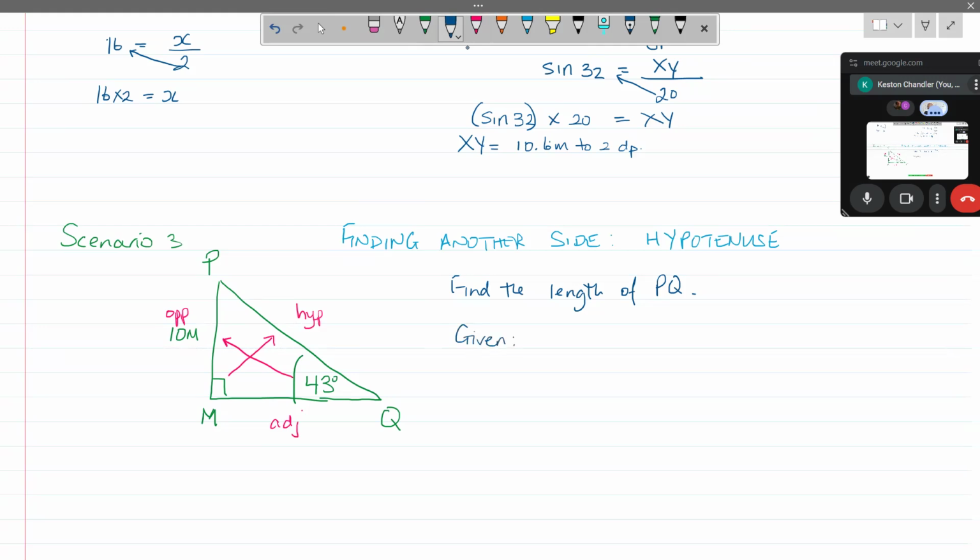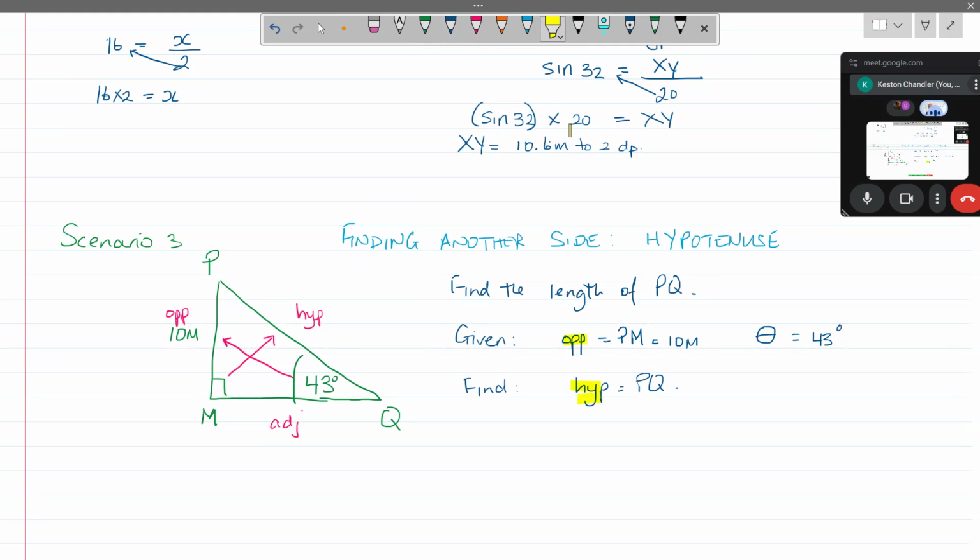Given, we have the opposite, which is the side PM, and that's 10 meters. We have the angle theta, which is 43 degrees. That's all we have. What we need to find? We need to find the hypotenuse, which is PQ. We don't know that. So again, pay attention to the sides that are involved.